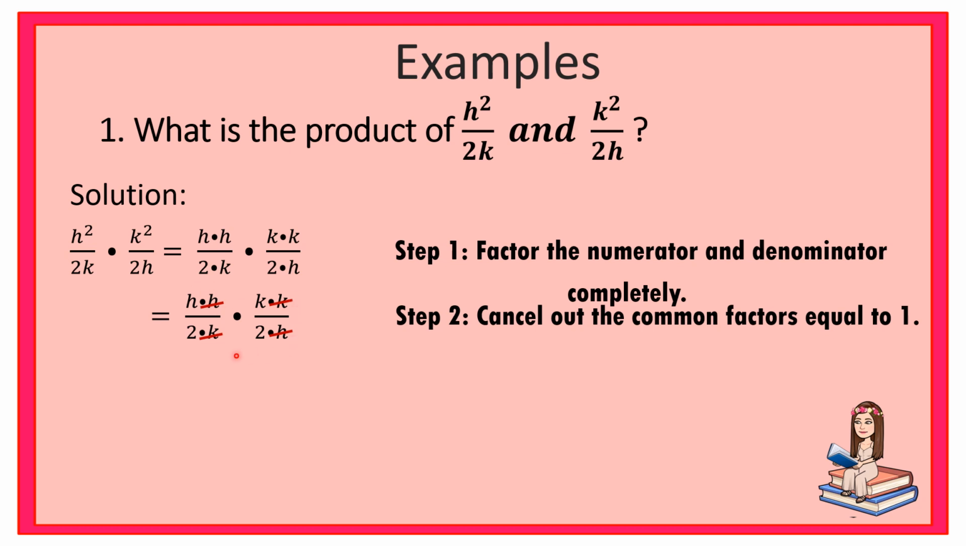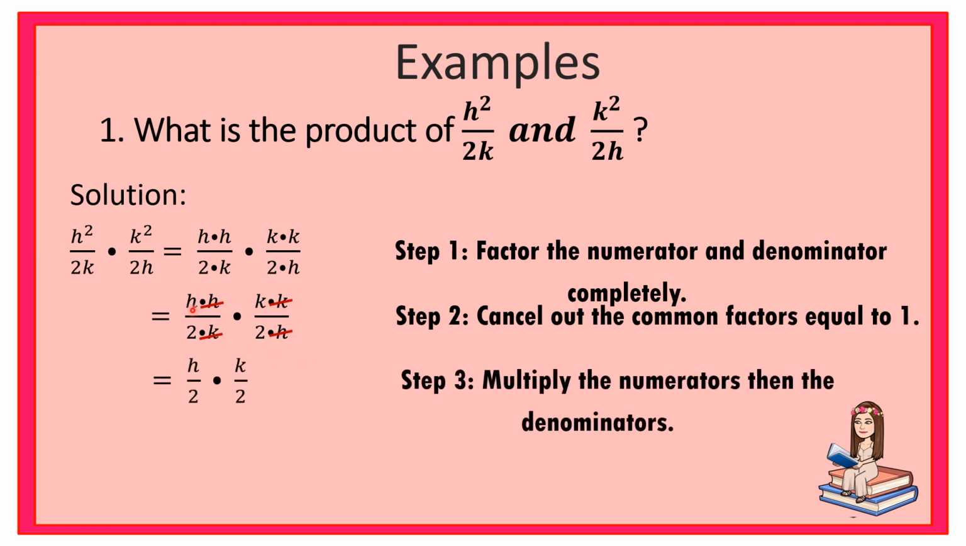If I cancel those things out, anong matitira sa atin? Ayan, we will have the h over 2 times k over 2. And then when simplifying, you will multiply this one, the numerators and the denominators. So we have hk over 4 kasi 2 times 2 is 4. And that is our final answer.